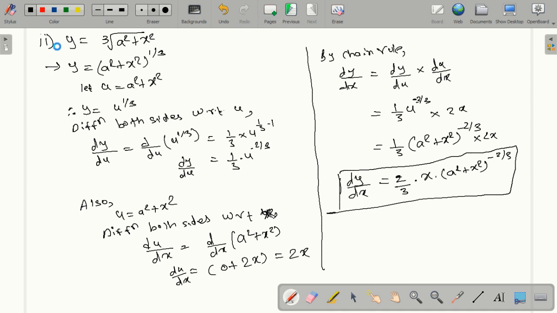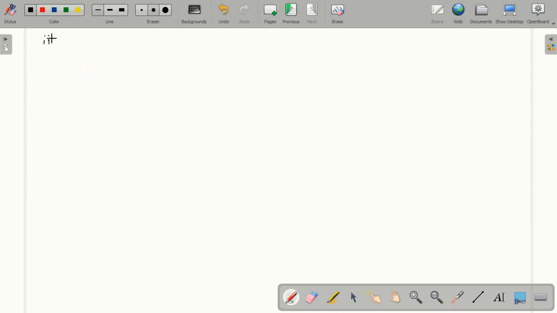Let's solve the third sub question. So I'm going to write the third sub question as y is equals to 5x cube minus 4x square minus 8x raised to 9. So you have been given y is equals to 5x cube minus 4x square minus 8x raised to 9. So let's write the answer here.